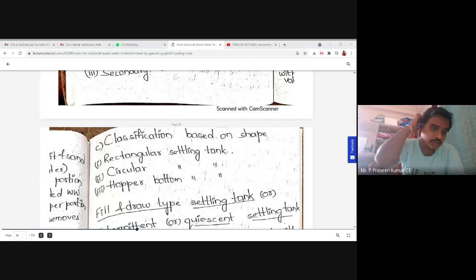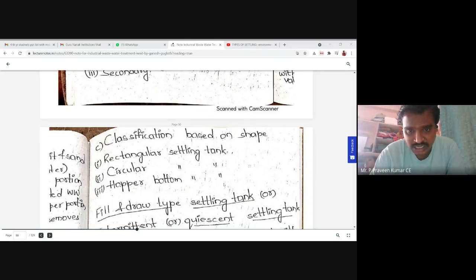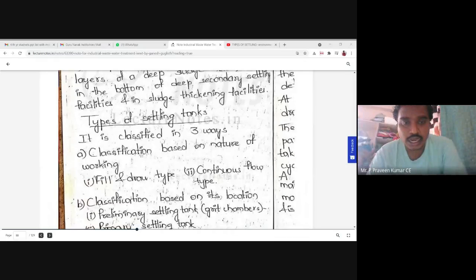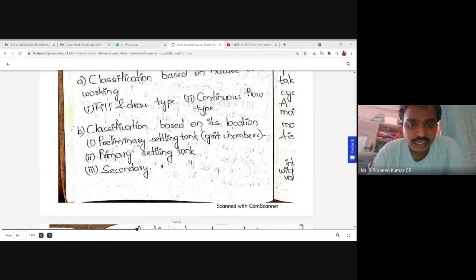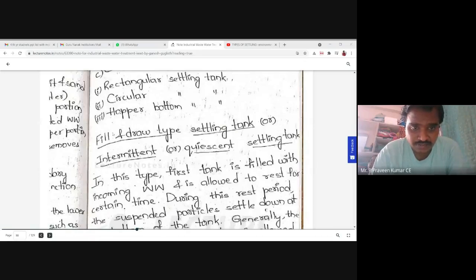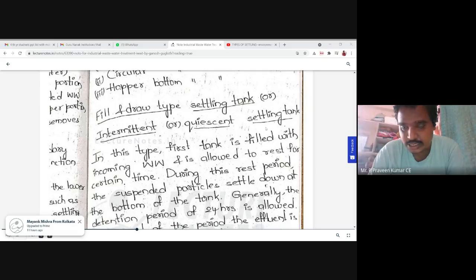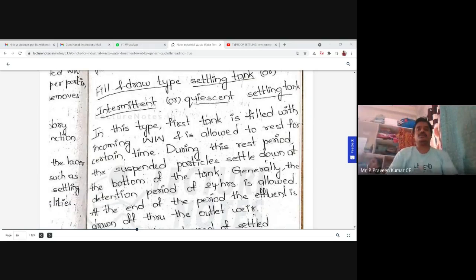It is categorized into 3 different types: the rectangular settling tank, the circular settling tank, and the hopper bottom settling tank. We'll see these 3 classifications: based on the nature of work, based on location, and based on shape. Now see, the first one is the fill and draw type settling tank, or intermittent or quiescent settling tank. So these 3 are the same. In the question you may be asked to write about the intermittent settling tank, or the quiescent settling tank, or the fill and draw type settling tank. So please don't get confused.